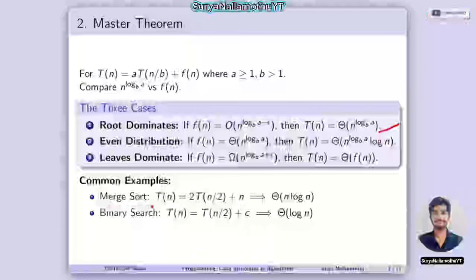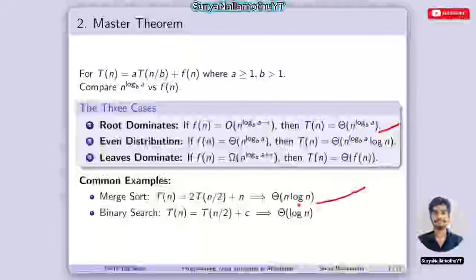Merge sort. For merge sort, T(n) = 2T(n/2) + n. The theta value is theta of n log n. This is the complexity. For binary search, the complexity is O of log n.